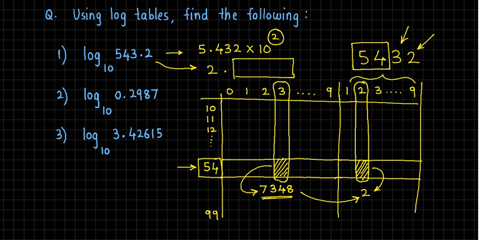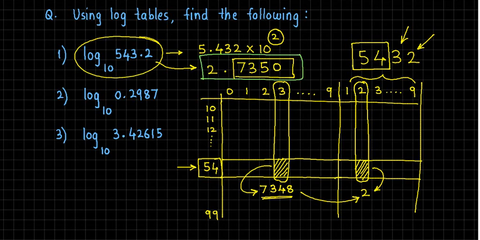So that means 7348 plus 2 gives us 7350. This is our mantissa. Okay, so therefore our mantissa part is 7, 3, 5 and 0. So in other words, we have obtained the log of 543.2 to the base 10 as 2.7350 with the help of log tables. Alright, so that is a way to find the logs. Let us practice the remaining two sums also.